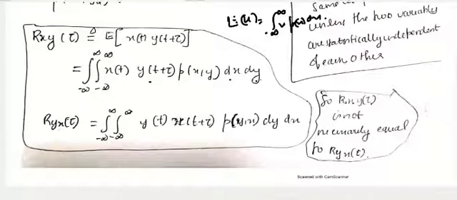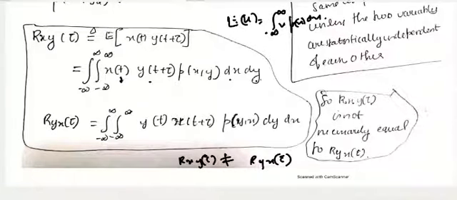What is r y x of tau? R y x of tau means y of t comes first, and then x of t is the shifted version, that is y of t into x of t plus tau, p of y comma x dy dx. Now please don't think that r x y of tau is equal to r y x of tau. R x y of tau is not equal to r y x of tau, because these two are different processes, and also they are random. Please keep this in mind.